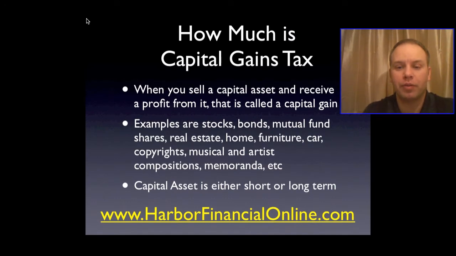So when you sell a capital asset and receive a profit from it, that's called a capital gain. Examples of this would be if you sold a stock, a bond, mutual fund shares, real estate, a home, furniture, a vehicle, car, copyrights, musical and artist compositions, memorabilia. Any of these items that have value to them and you sell them, that's going to be considered a capital gain if you make a profit from it.